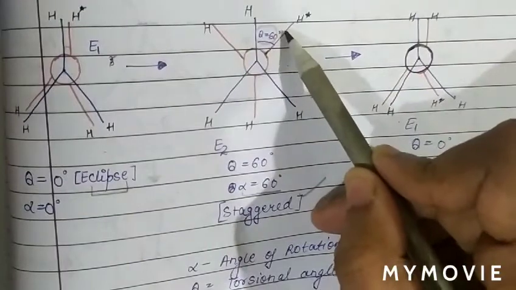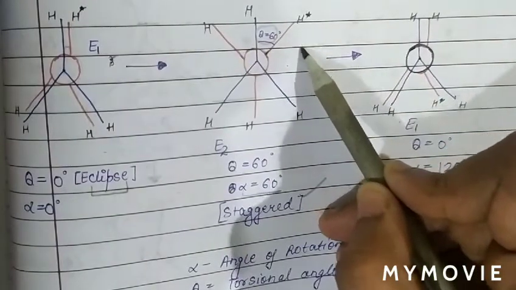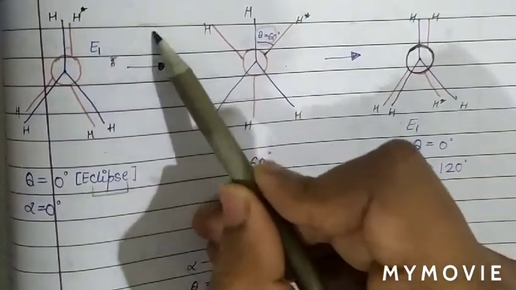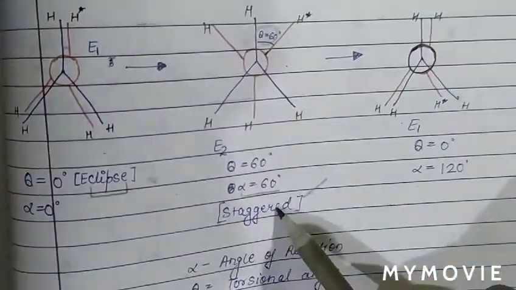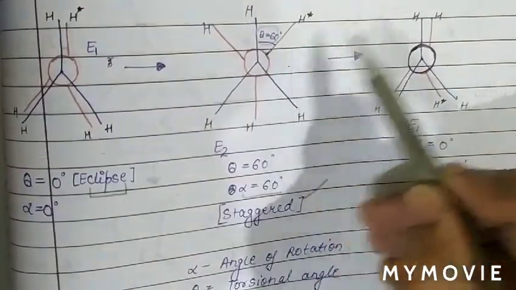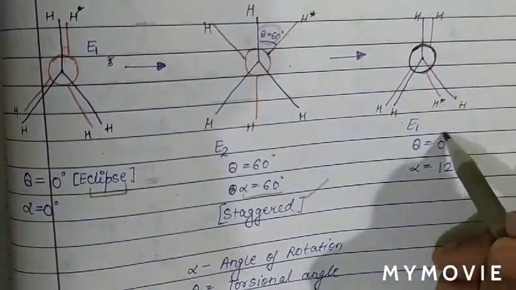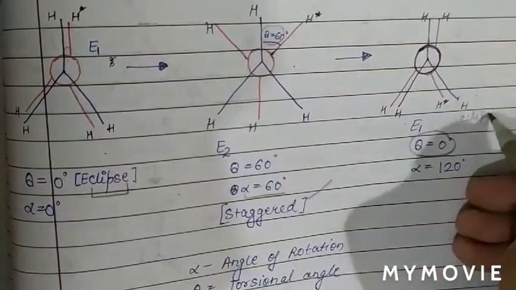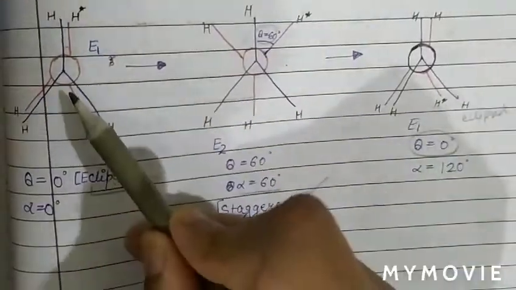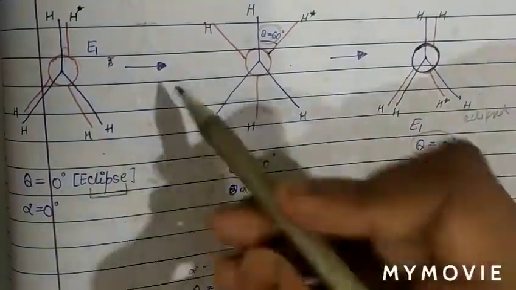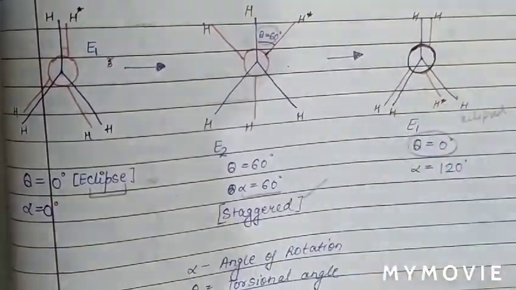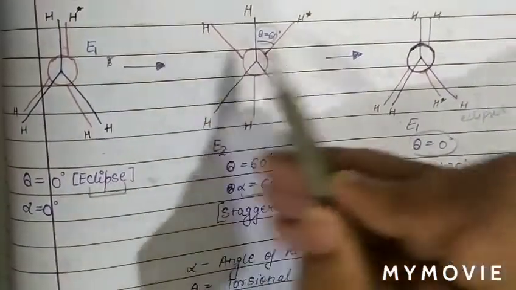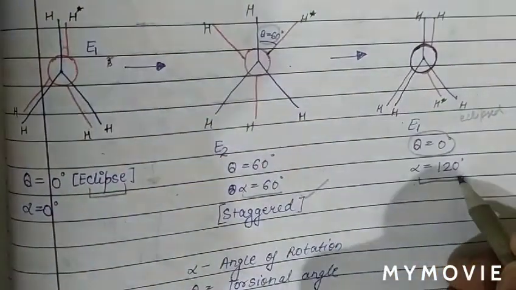Now again when we rotate the rear carbon, with the front carbon fixed, on rotating the rear carbon first by 60, the staggered form is obtained. When we rotate again by an angle of 60, then again we get theta equal to 0. So we again obtain the eclipse position. So there is repetition of the first form after rotation of 60 plus 60 degrees. In this case alpha is 120, so finally alpha is 60 rotation, another 60 rotation, so alpha is 120.